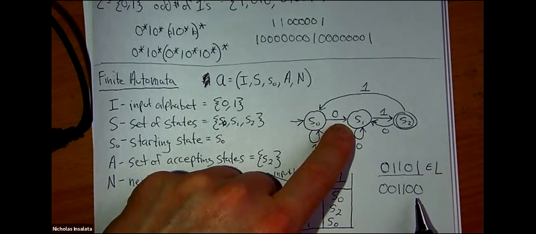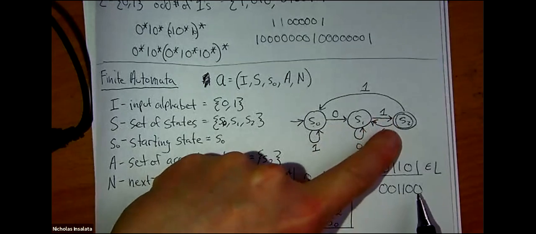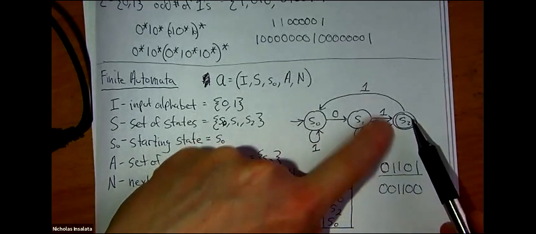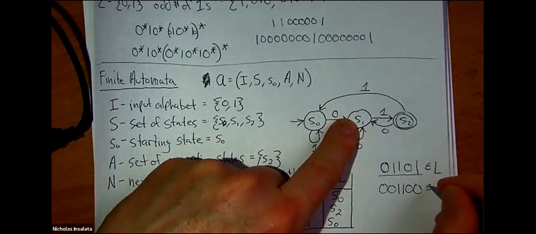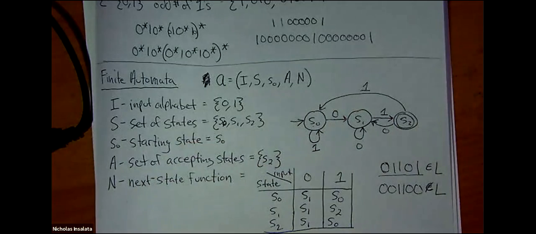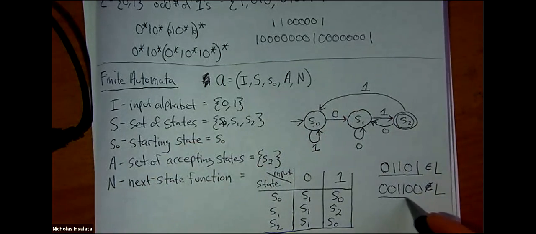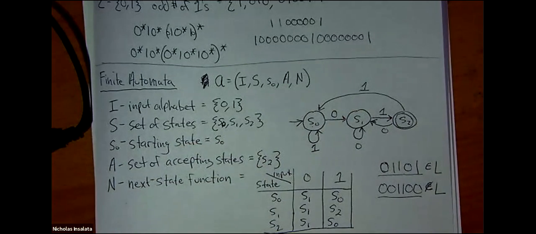No, good. Why not? How come the previous string was in the language? Yep, because we have to end at an accepting state, which has the double circle, and this only has a regular circle. So this is not in the language. What do you guys think? Should we do one more example?